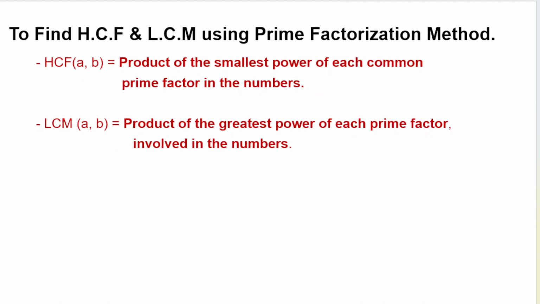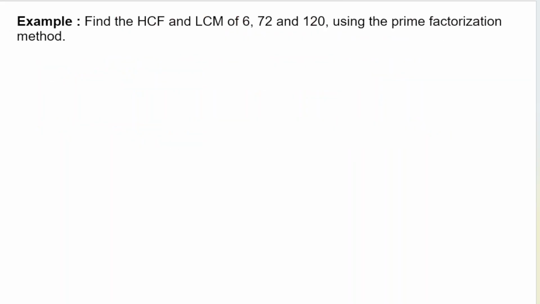So for the prime factorization method, we have this relation. How can we find HCF? It is the product of the smallest power of each common prime factor in the numbers, whereas LCM is the product of the greatest power of each prime factor involved in the numbers. We can understand this with the help of an example.